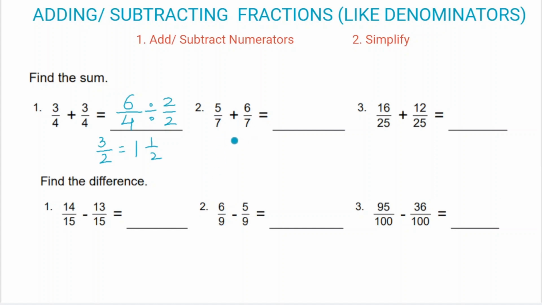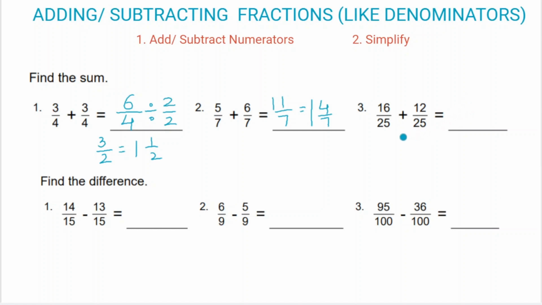Let's look at the next one. 7 and 7 are the denominators, so I'm going to keep the denominator the same, which is 7. And then 5 plus 6 is 11. In this case as well, it is an improper fraction as the numerator is greater than the denominator. I'm going to convert it into a mixed number. So this is going to be 1 and 4 over 7. Now if you want, you can try this one by yourself and pause the video.